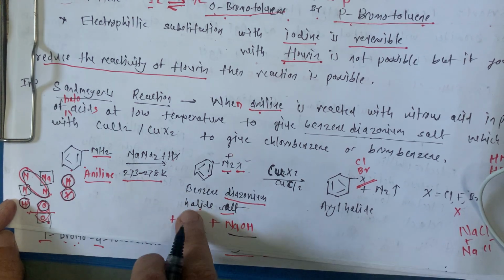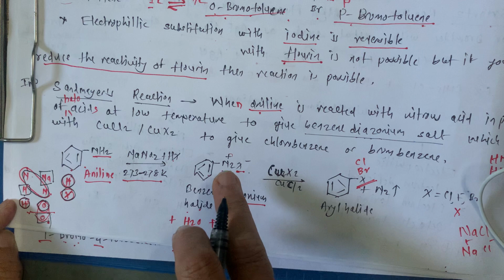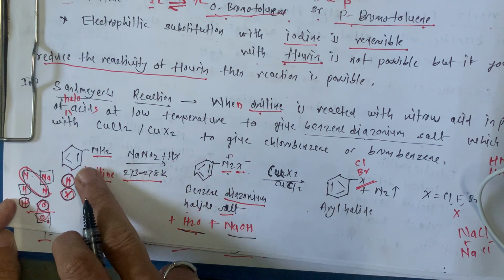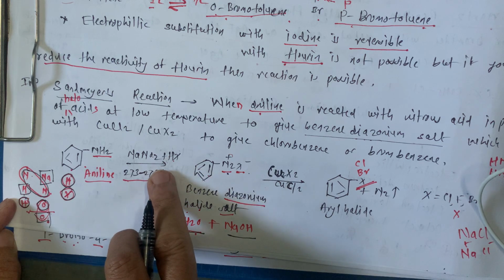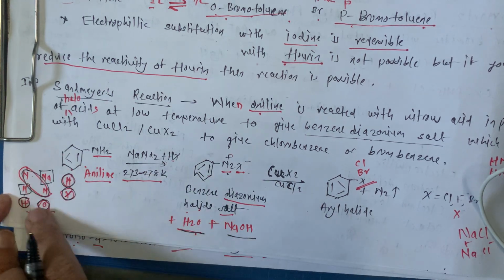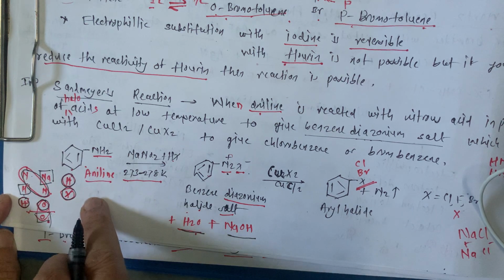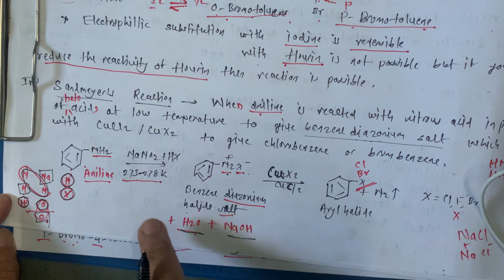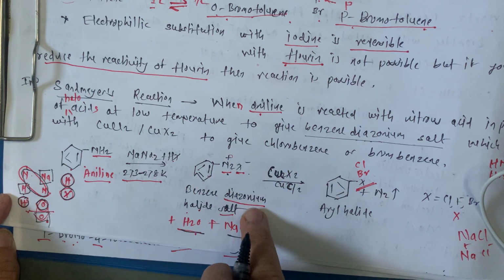So this is easy to understand, how we get the product. If you remember the reactant and the reagent, then you can easily write the product by remembering all these things. By writing in this way, we get the byproducts H2O and NaOH, and the remaining one is benzene diazonium halide salt.